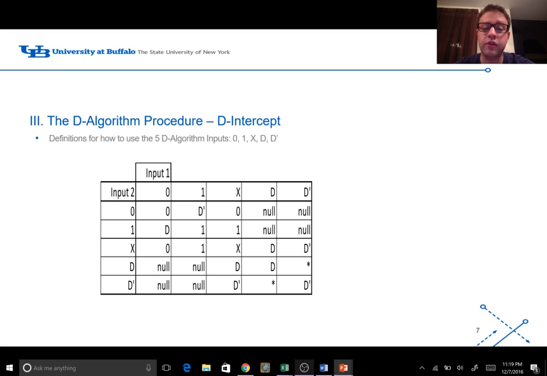Then in order to describe what a D cube is, we first have to understand what a D intercept is. I have here a chart of all possible D intercepts. So there are 5 inputs to any logic gate in D algorithm: 0, 1, X, D, and the inverse of D. We've already seen the first 3. D is going to be a variable that is given to any fault that's going to be propagated through a circuit. That'll be explained later. D inverse of D is exactly as the name suggests. It's simply the inverse of the variable.